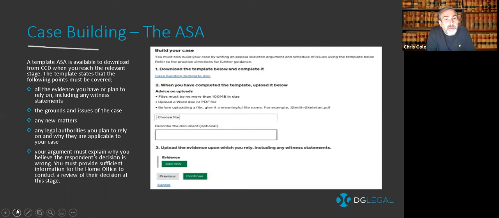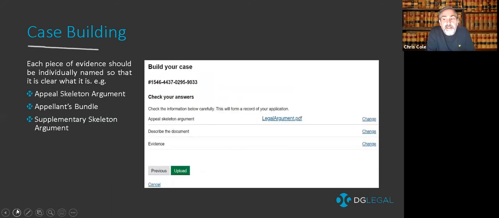We won't be going into detail about what an appeal skeleton argument involves, because as Amie said, there will be a further webinar to deal with that particular issue. But I'm sure most of you will have seen what's come out of the tribunal in relation to an appeal skeleton argument. And this is where on the CCD you have this tab, where you can then build your case, and it's where you can upload your appeal skeleton argument and also your appellant's bundle.